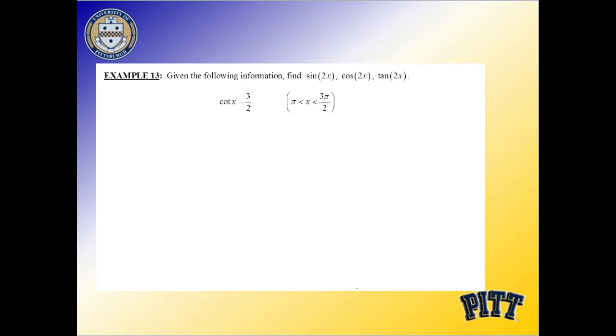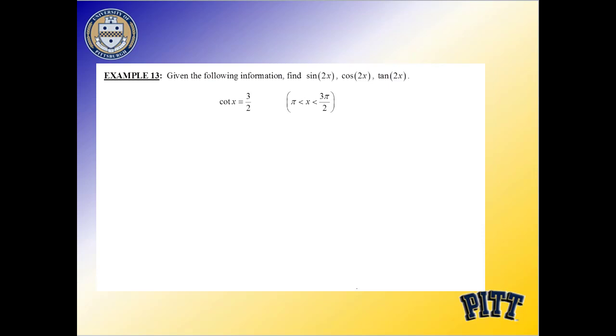So a very typical situation that you may see with this kind of problem is that you're asked to find the sine of 2x, cosine of 2x, tangent of 2x, given that cotangent of x equals 3 halves, and that x lies between pi and 3 pi over 2. So it means that the angle is in the third quadrant.